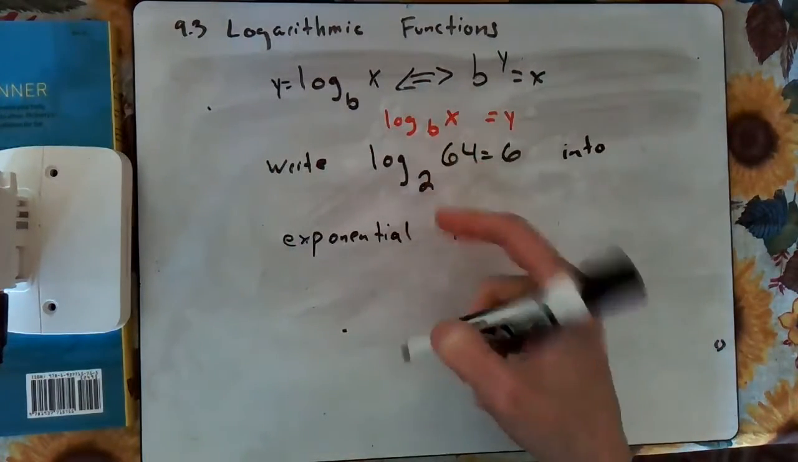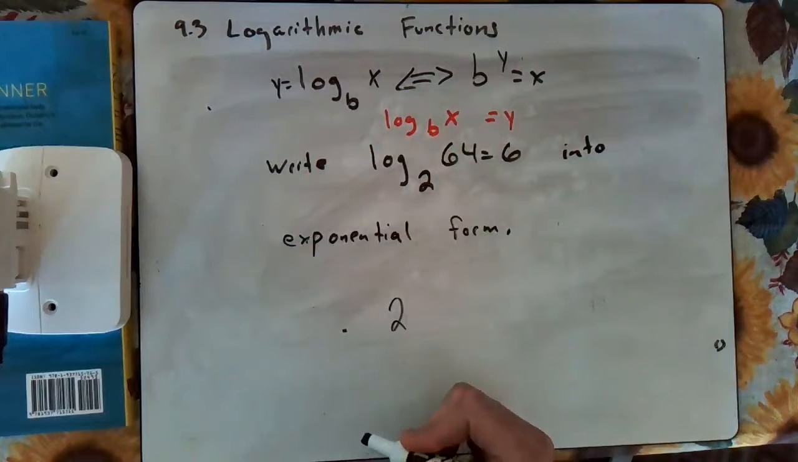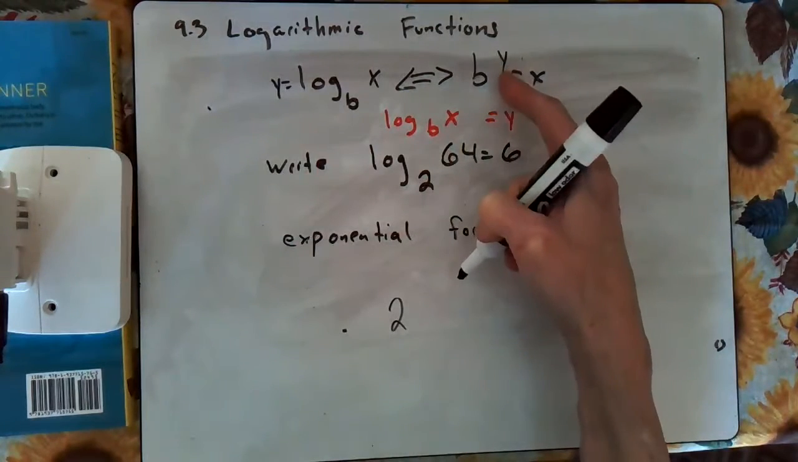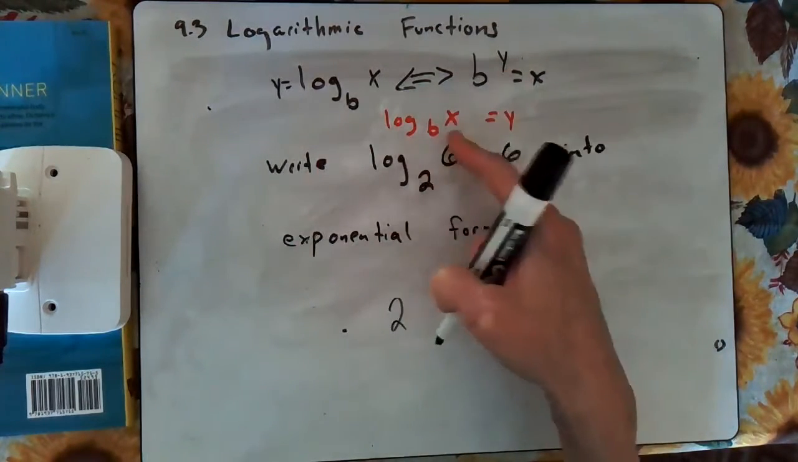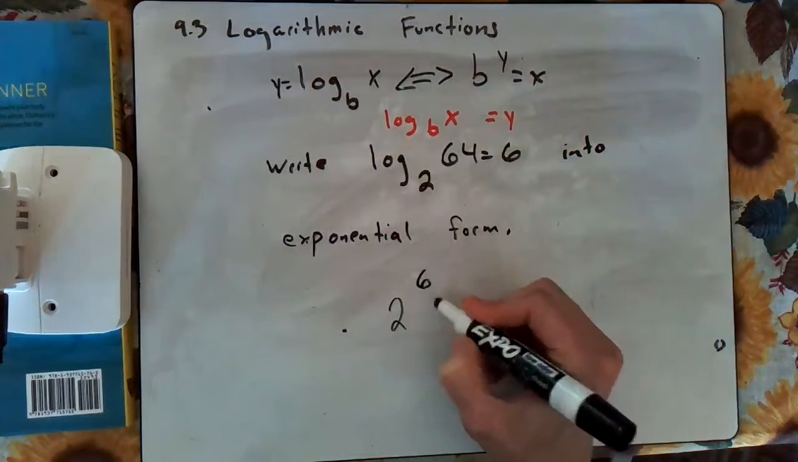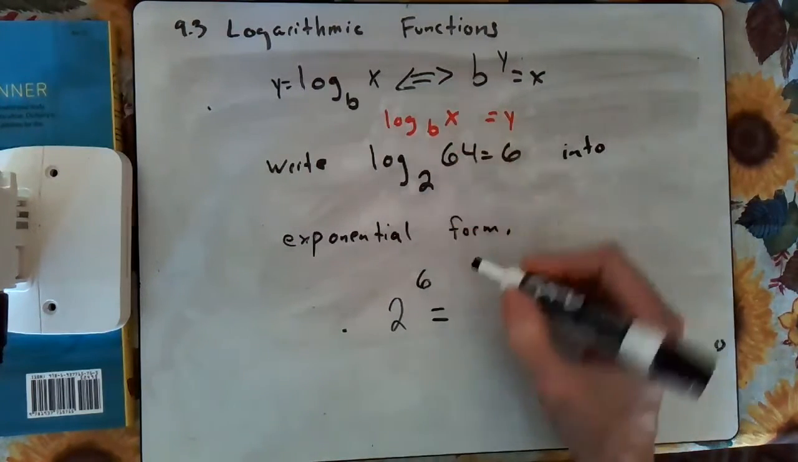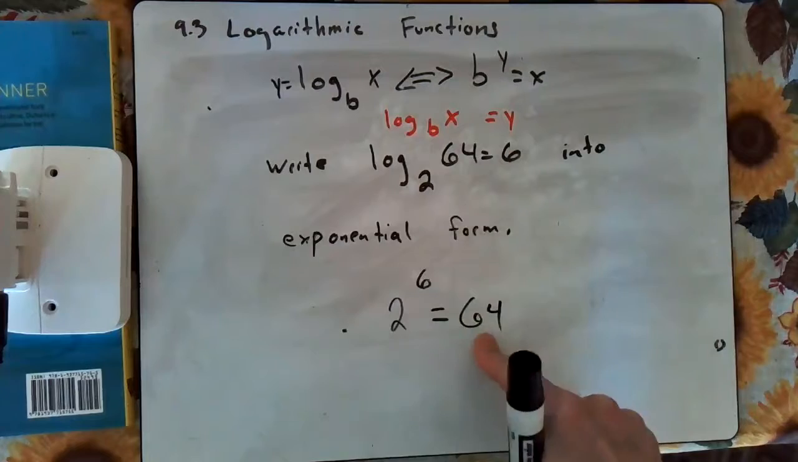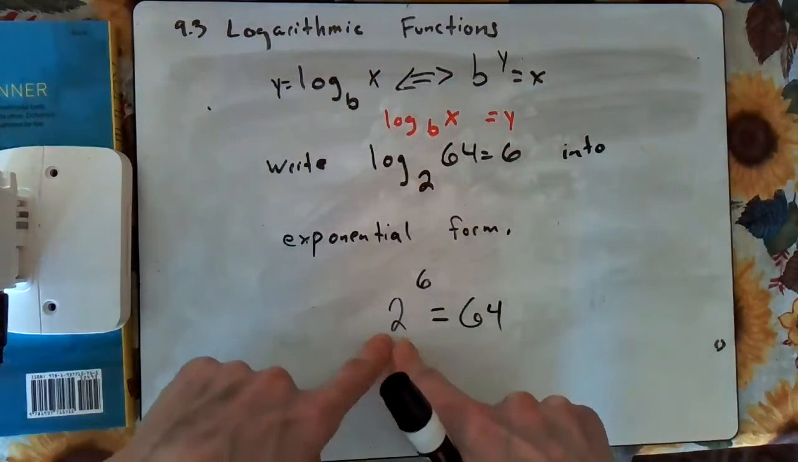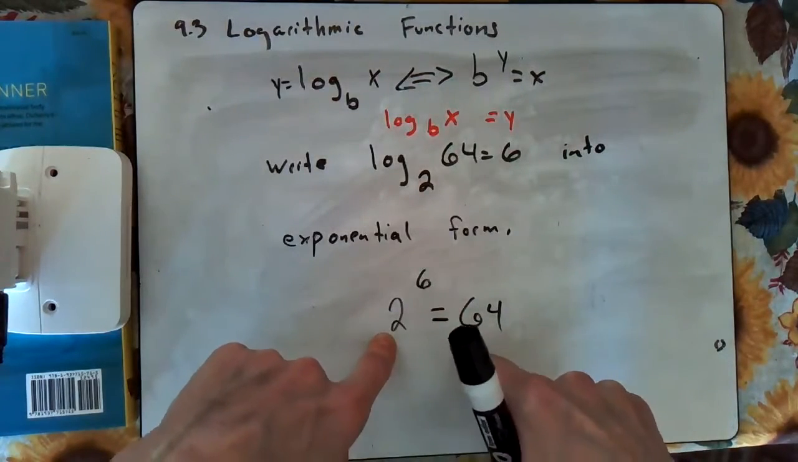What's b in this instance? It's 2. What is the y in this instance? If we look, it's the 6. And that's equal to x. What was x in this instance? 64. This is exponential form. That makes sense, right? 2 to the 6th power equals 64.